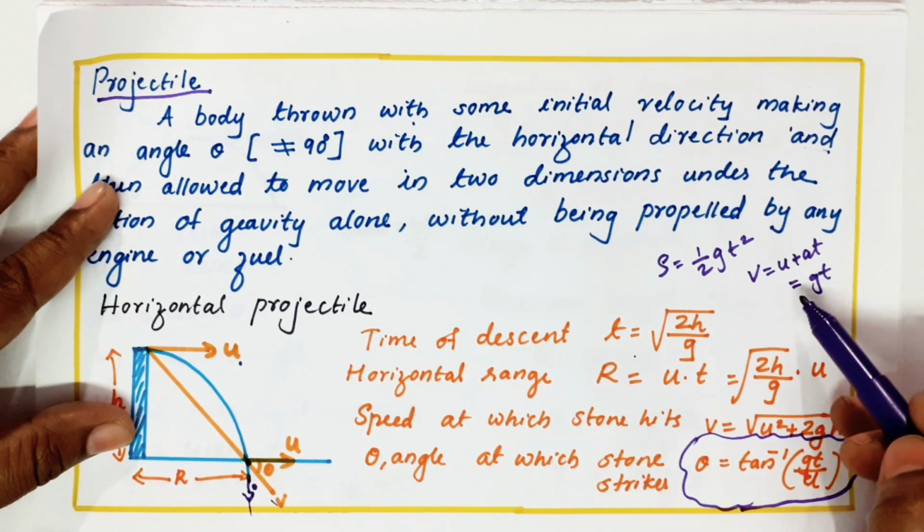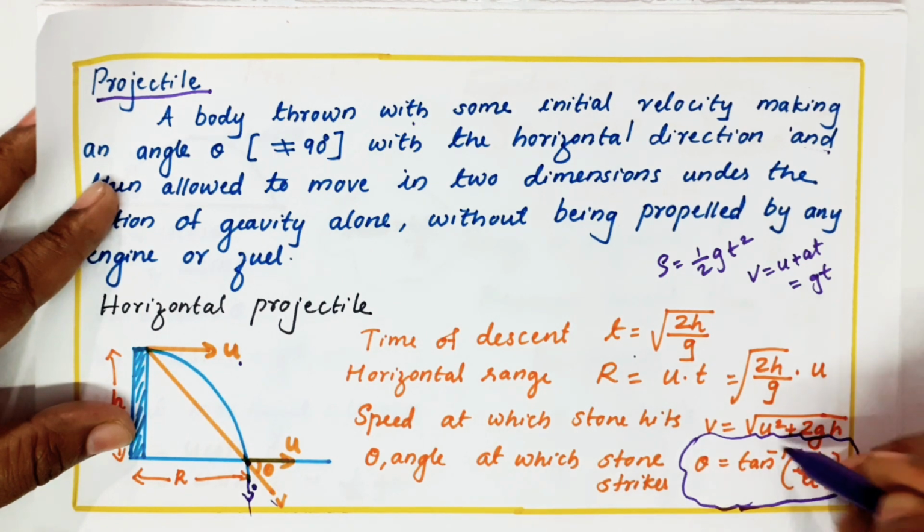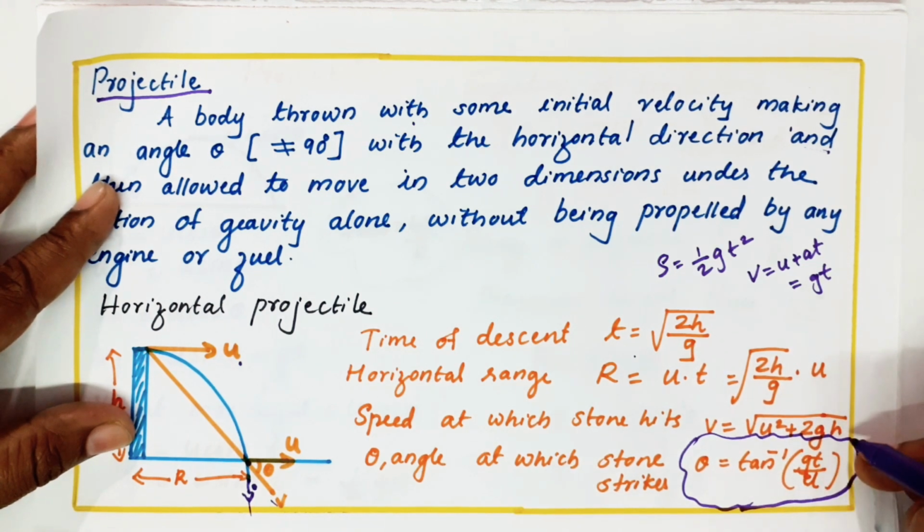Vertical velocity, same reason. u is 0, so v square minus u square equals 2as. One term will become 0, and the other term is 2as. That is why I wrote it as u square plus 2gh. In many cases we use this equation: v equals root over u square plus 2gh.